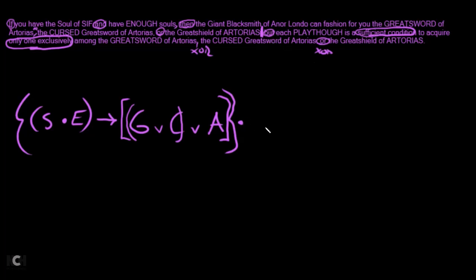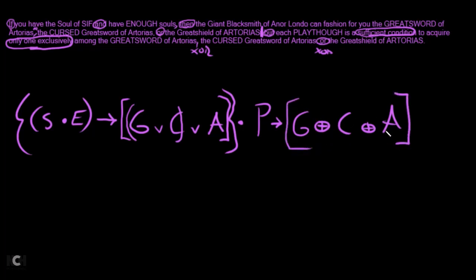All right, then from here, following the dot, what do we got? Okay. Each playthrough is a sufficient condition. Sufficient condition for what? To acquire only one, exclusively. That's letting you know, hey, there's an XOR coming among the great sword of Artorias, XOR the cursed great sword of Artorias, XOR the great shield of Artorias. So on the right side of the arrow we've got G XOR C XOR A.